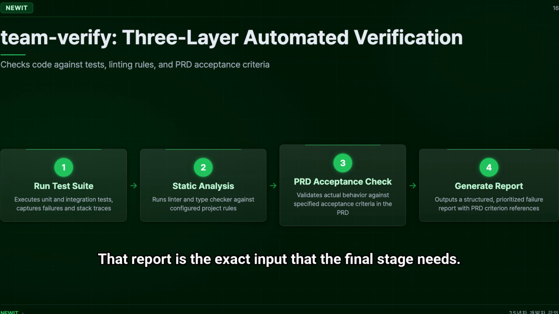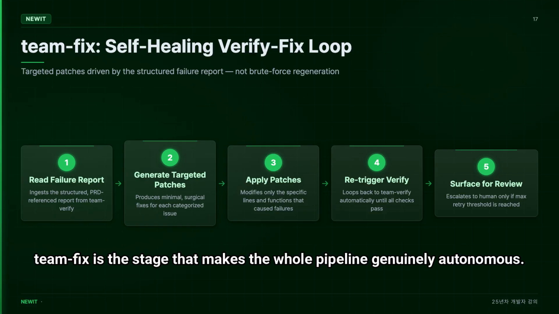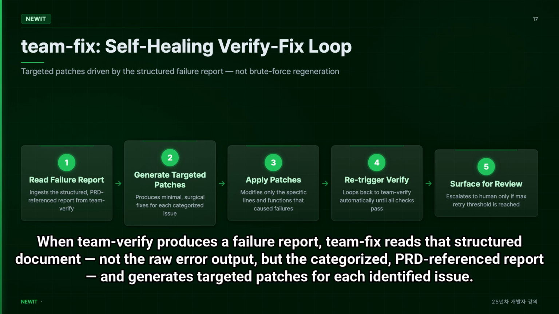That report is the exact input that the final stage needs. And that final stage is where the self-healing magic happens. Team Fix is the stage that makes the whole pipeline genuinely autonomous. When Team Verify produces a failure report, Team Fix reads that structured document, not the raw error output, but the categorized, PRD-referenced report, and generates targeted patches for each identified issue.